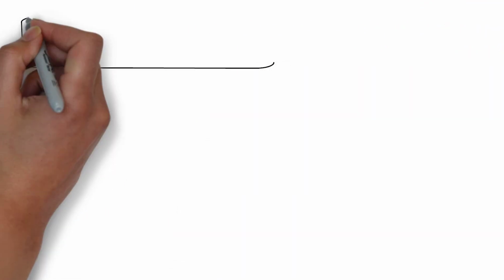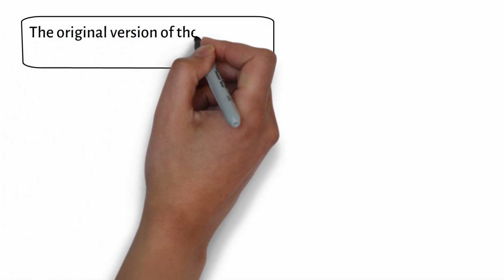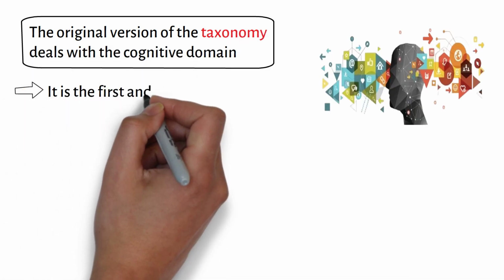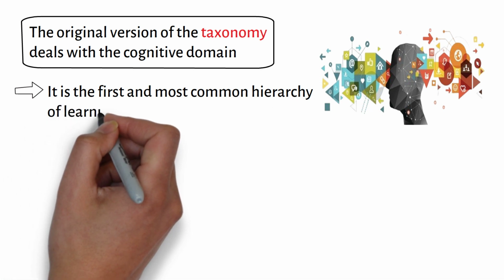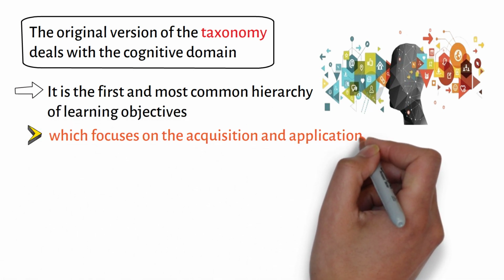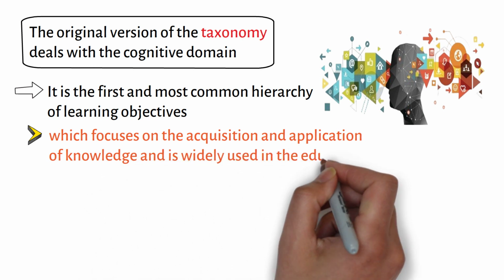It must be noted that the original version of the taxonomy deals with the cognitive domain. It is the first and most common hierarchy of learning objectives, which focuses on the acquisition and application of knowledge and is widely used in the educational setting.